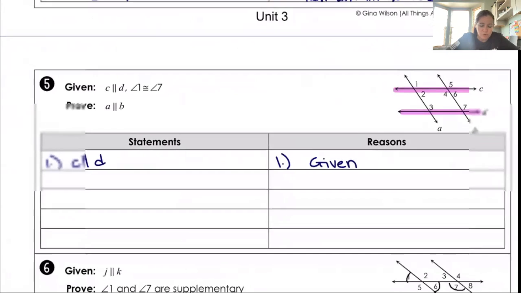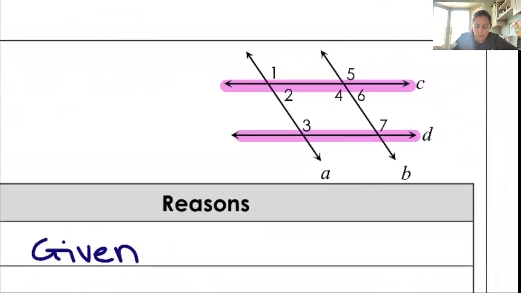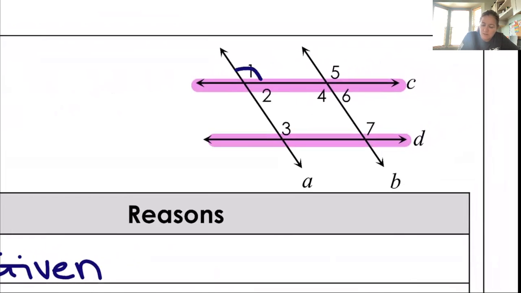Okay, so we're trying to eventually say that A and B are parallel, but we also know that 1 is congruent to 7. So let's kind of have a roadmap here. So we know 1 and 7 are congruent. And if, let's see, 1 and we have the C and D that are parallel, so you can say also 1 and 3 are congruent. 1 and 3 are congruent because of the parallel lines and they're corresponding. So it looks like then I can use my transitive property.